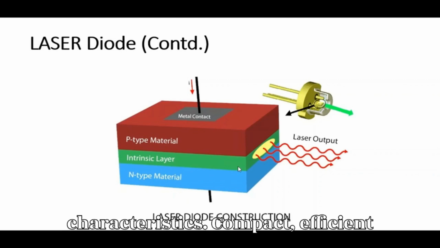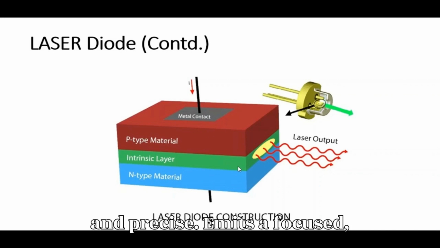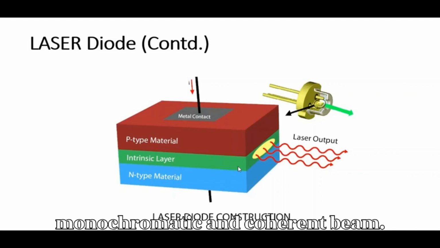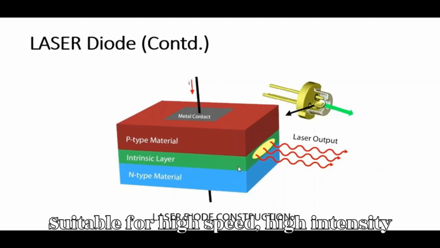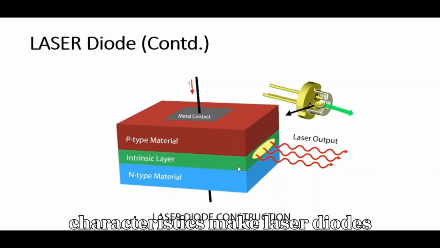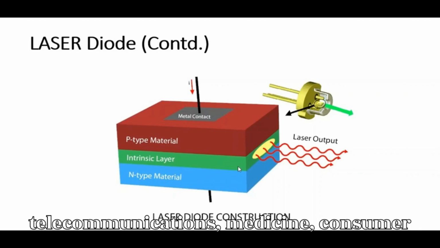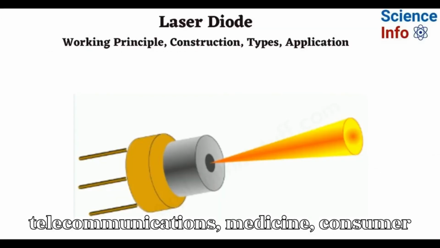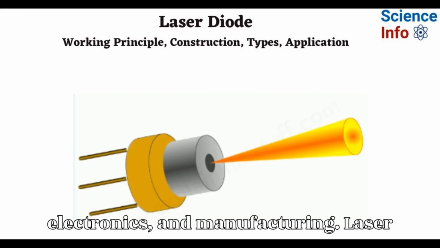Summary of key characteristics. Compact, efficient, and precise. Emits a focused, monochromatic, and coherent beam. Suitable for high-speed, high-intensity, and space-saving applications. These characteristics make laser diodes versatile for industries like telecommunications, medicine, consumer electronics, and manufacturing.